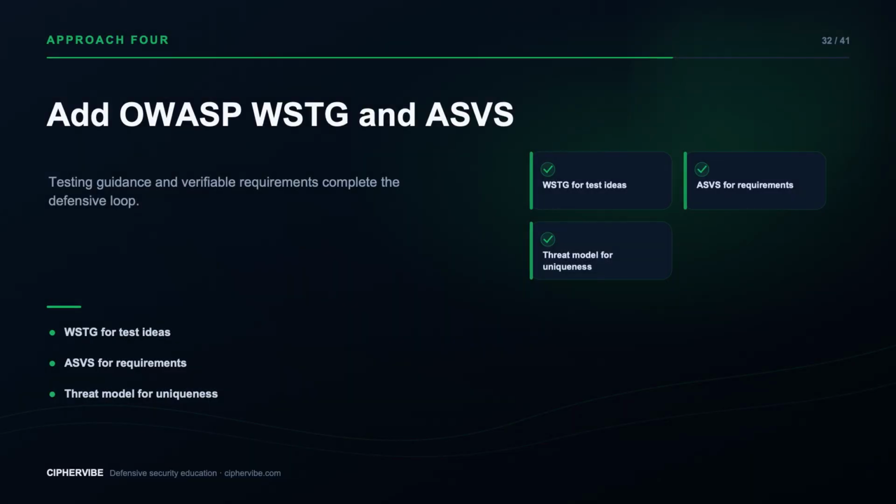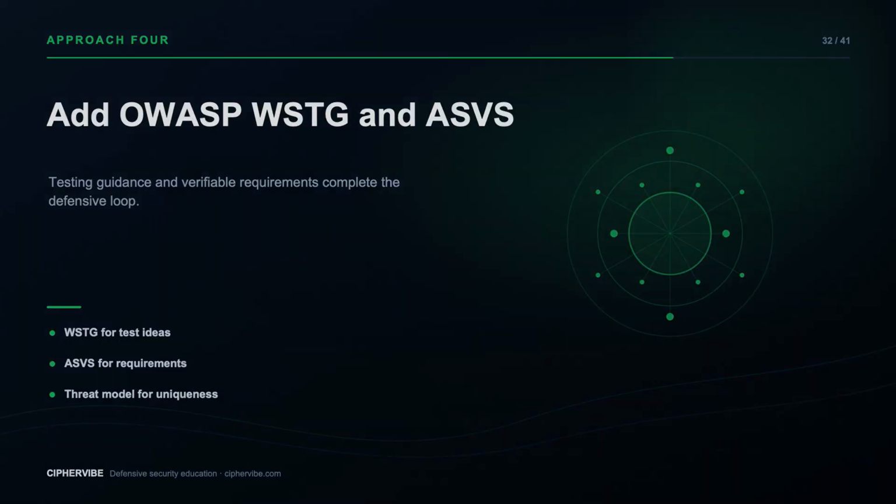Use OWASP Web Security Testing Guide to organize authorized testing ideas. Use OWASP ASVS to define verifiable application security requirements. Use an application-specific threat model for unique assets and abuse paths. The Handbook supplies reasoning. These resources add current structure and defensive evidence.